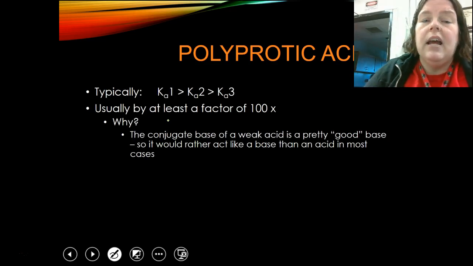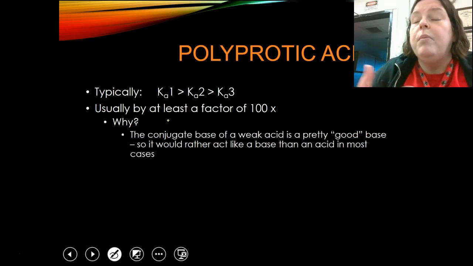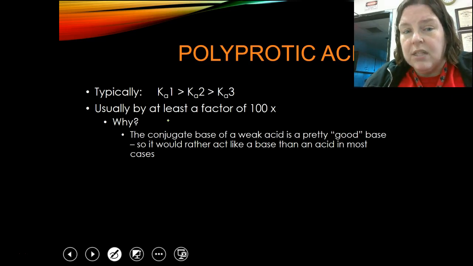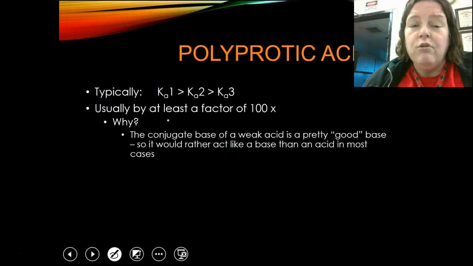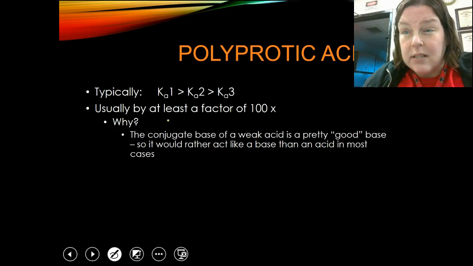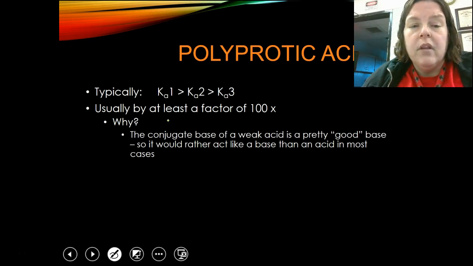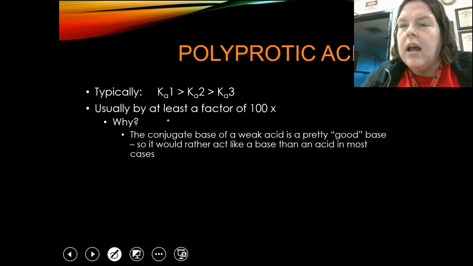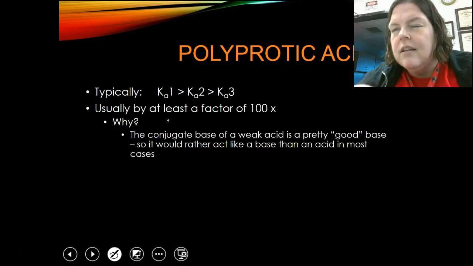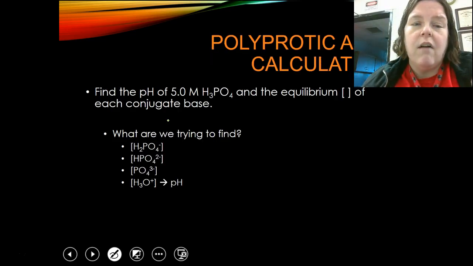Typically, Kas are in order from greatest to least. So the first Ka will be the largest Ka, and the last Ka will be the smallest. And they're usually by a factor of 100 times smaller than the original. The conjugate base of a weak acid is a pretty good base, so it would rather act like a base than an acid in most cases. We know that because when we have an acid going to a conjugate base, if we have a weak acid, it's going to be a stronger conjugate base. That kind of makes sense when we think about it in those terms.